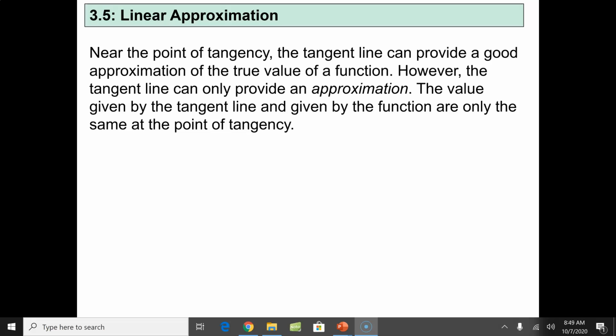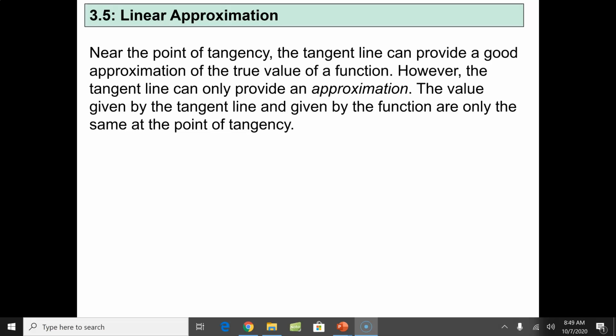So for linear approximation near the point of tangency, the tangent line can provide a good approximation of the true value of the function. However, the tangent line can only provide an approximation, not an exact value. The only place where the function itself and the tangent line will have the same value as each other is specifically the point of tangency.